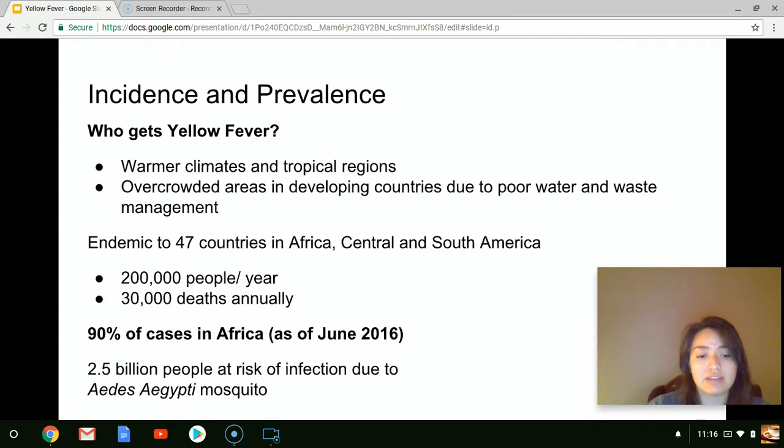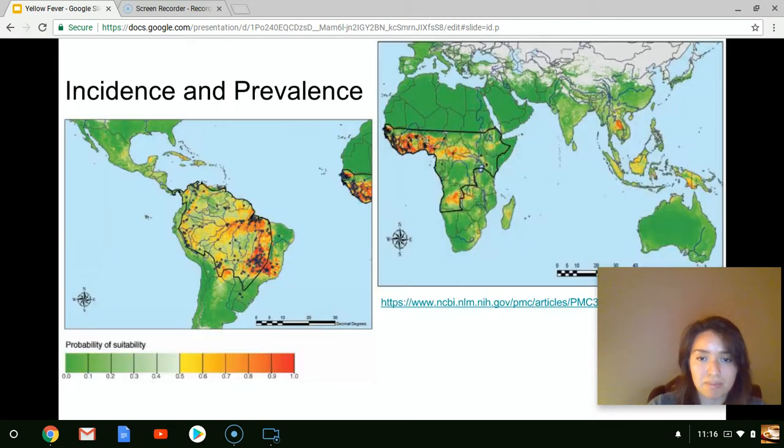Since the Aedes aegypti mosquito is the main cause of contracting the yellow fever virus, the World Health Organization says that there are approximately 2.5 billion people at risk. And here's a map from the NIH about who is at risk for contracting yellow fever.